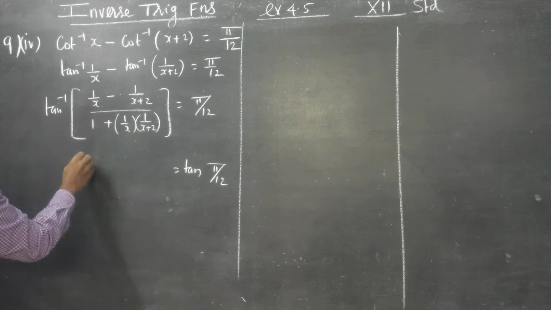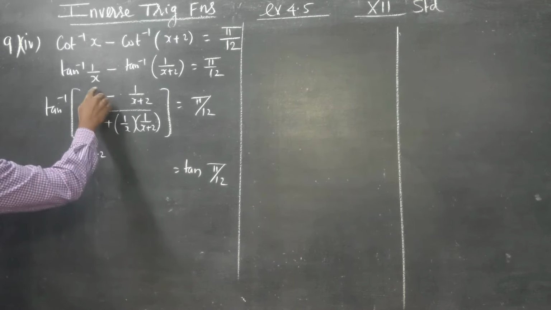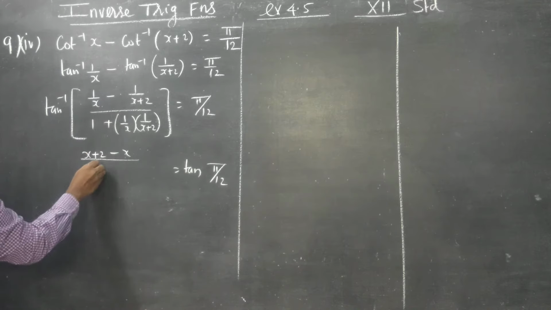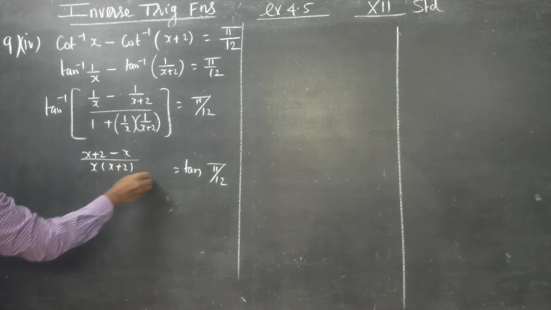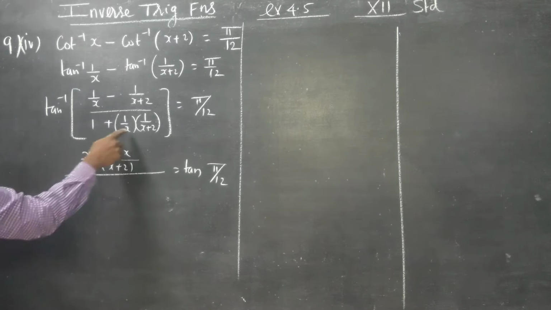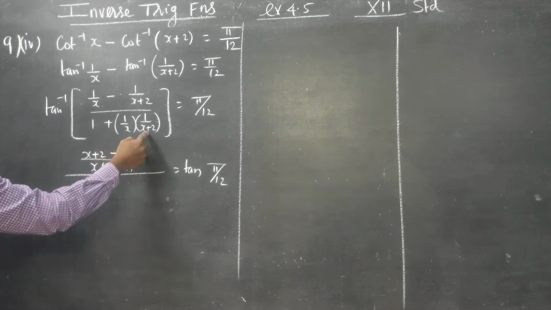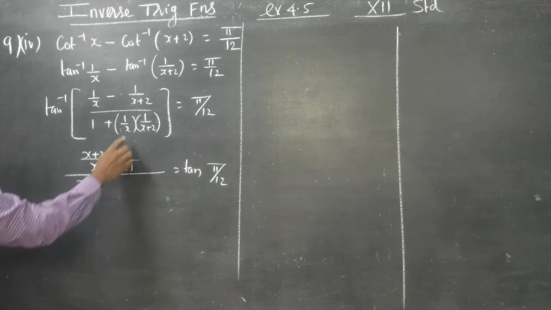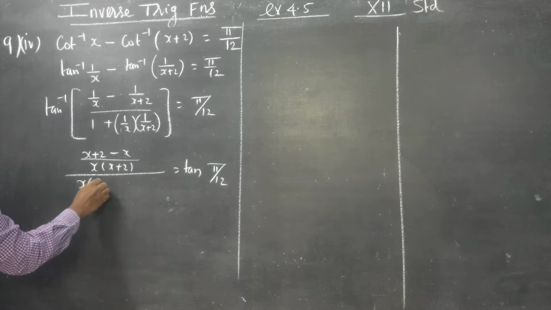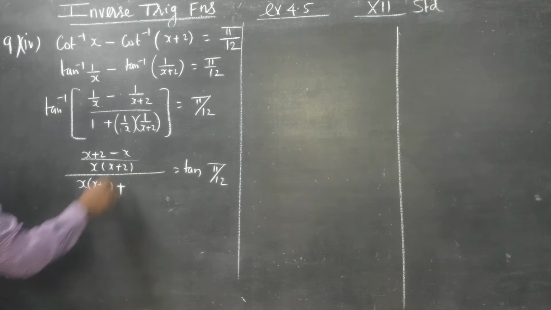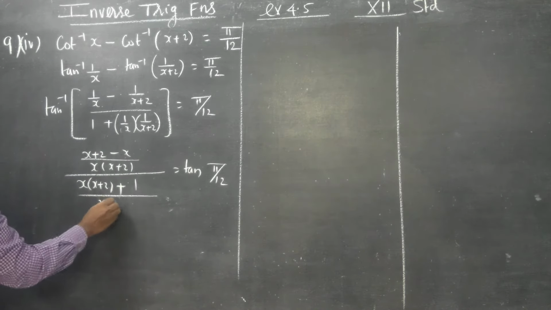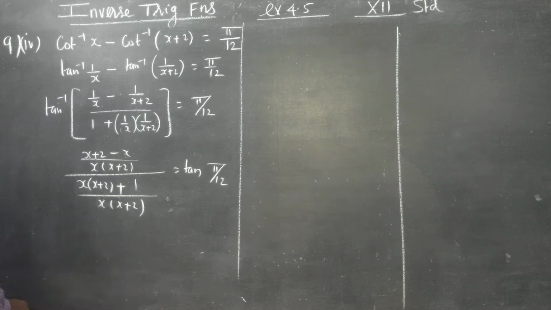Take LCM, x plus 2 goes up, minus x on the other side, all divided by x into x plus 2, again x into x plus 2 cross multiply. This is LCM. Cross multiplying, x minus x plus 2, plus 1 into 1 is 1, all divided by x into x plus 2.